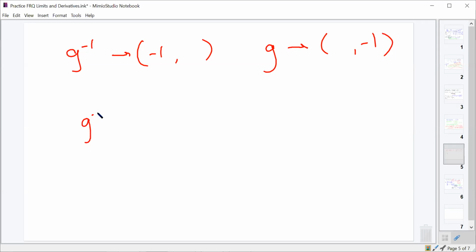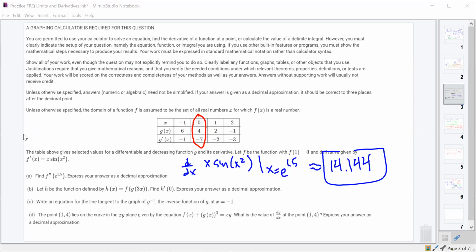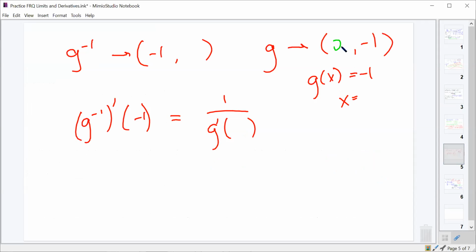And so G inverse prime at negative 1 should be 1 over G prime at whatever value we find here for G. So when does G of x equal negative 1? Well, we go back to our chart. G of x should equal negative 1 when x is 2. Everybody see that? All right, so this is 2, this is 2, and this is 2.